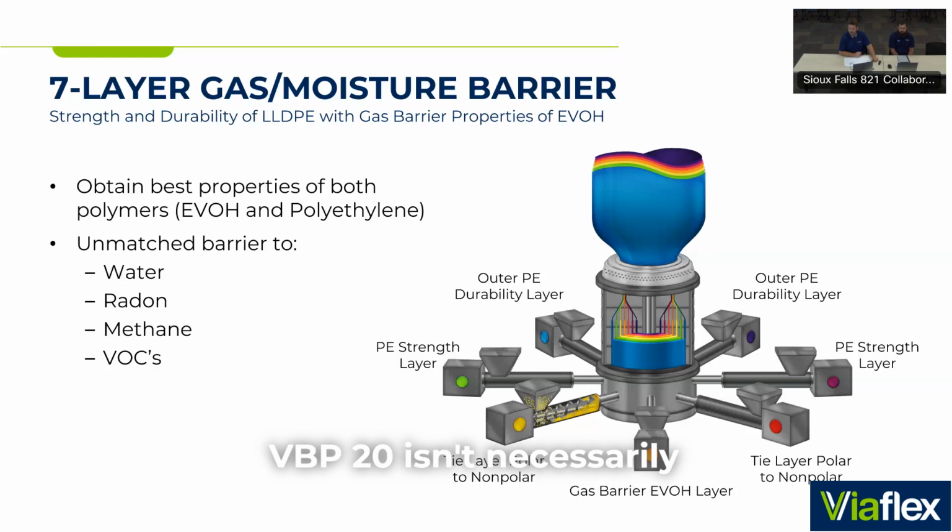VVP 20 isn't necessarily the only product that we manufacture that has an EVOH layer in it. We do manufacture an absolute barrier series of thicker products. However, one of the things that we like to point out about the VaporBlock Plus 20 is the ease of use and installation. We do have a tape that makes this for easy installation. Any general contractor can use the 2-tape system to install this.